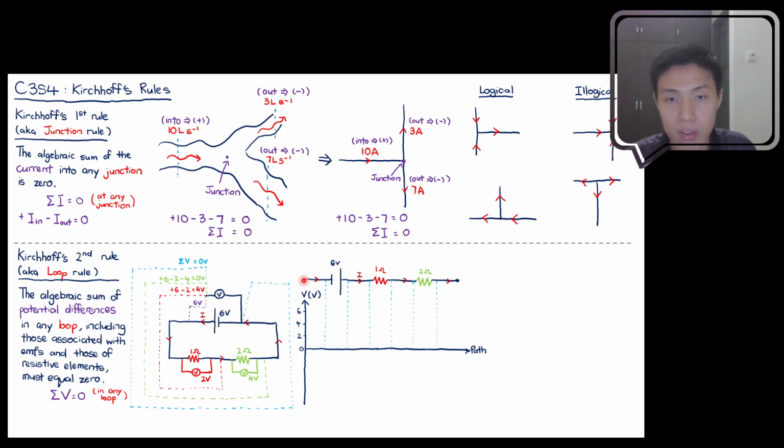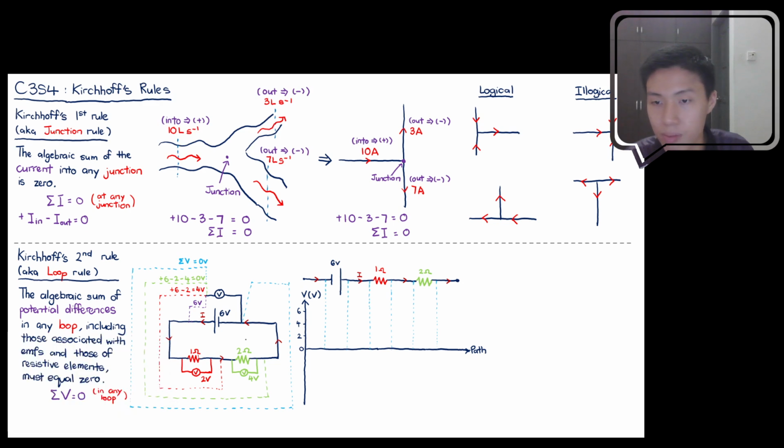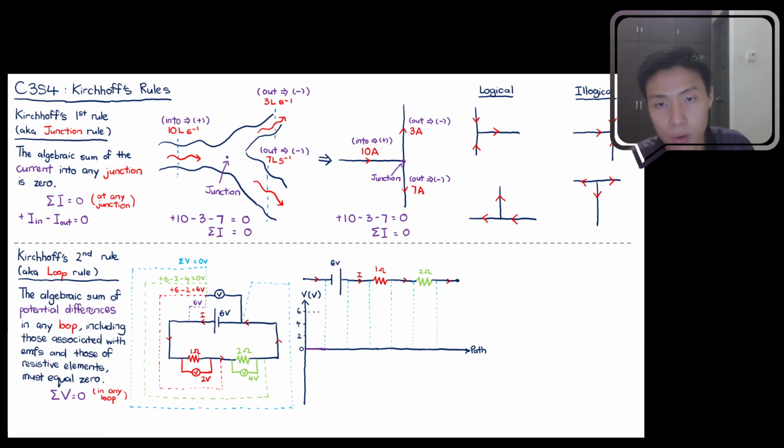Initially I start with 0 joule energy for every coulomb of charge, but once it passes through the battery, you gain 6 joule energy, right? If we draw the diagram, this will be maybe in purple. Initially you have no gain in energy, but once you pass through the battery, you gain energy up to 6 joule per coulomb. So you can see a rise in potential over here from 0 to 6.